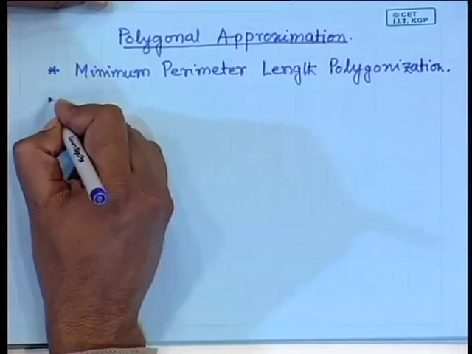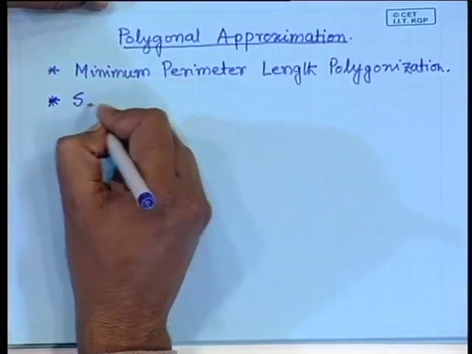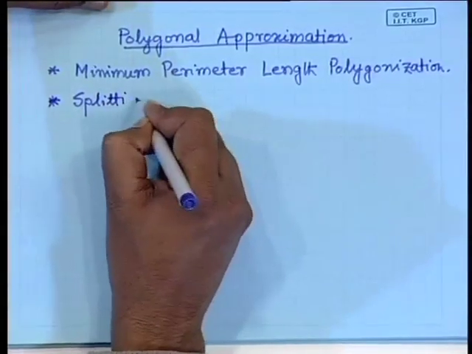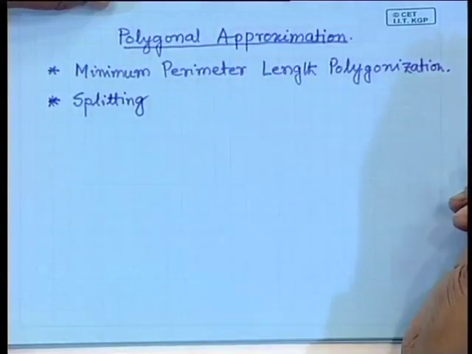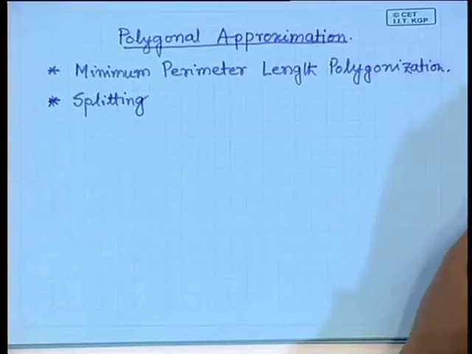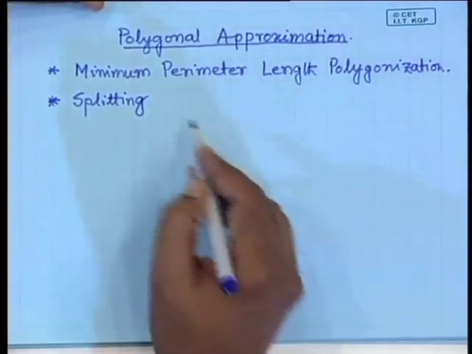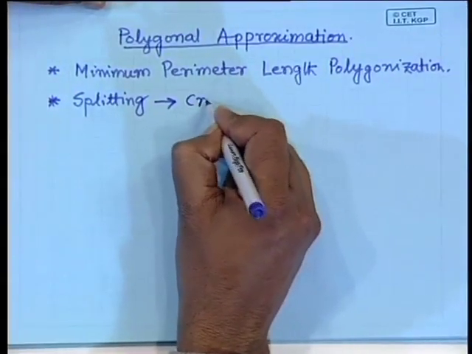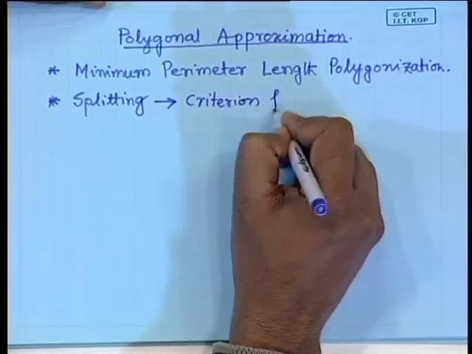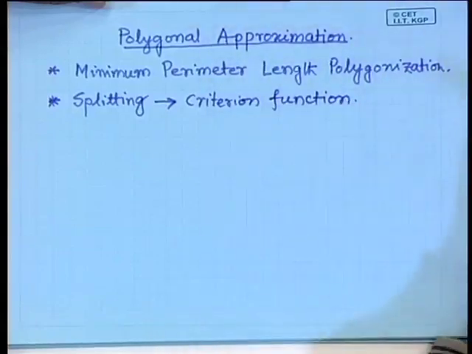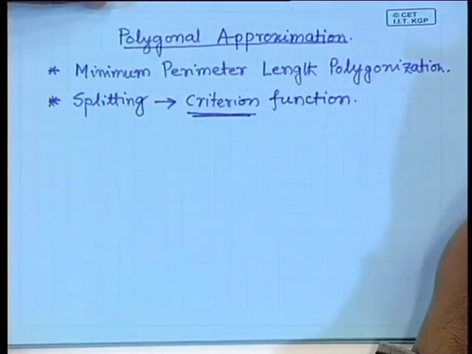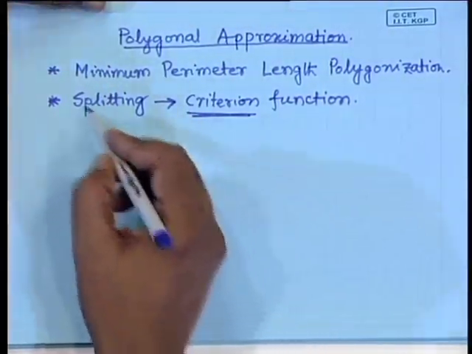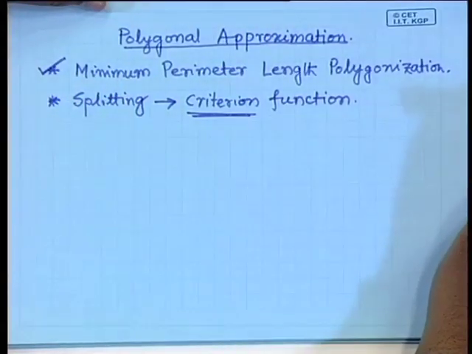Okay. And the other kind of polygonal approximation technique is based on splitting of the boundary. Now, when I go for splitting, obviously there have to be different types of criteria based on which an arbitrary boundary is split into a number of boundary segments, where every boundary segment will be represented by a straight line segment. Okay. So, when we talk about splitting, normally we have a criteria function associated with the splitting technique, and based on the criteria function I can have different types of splitting algorithms. Okay. So, we will discuss them one after another. Firstly, let me take this minimum perimeter length polygonization approach.